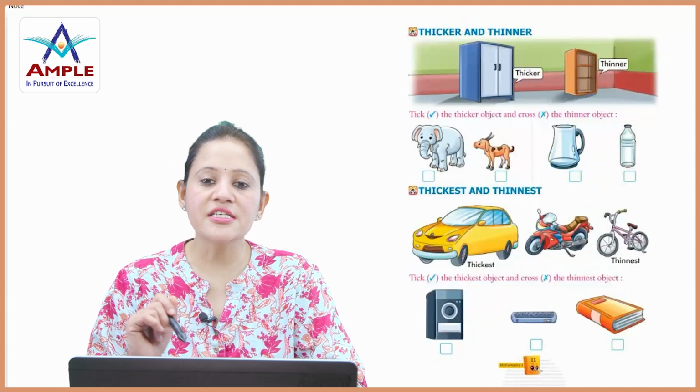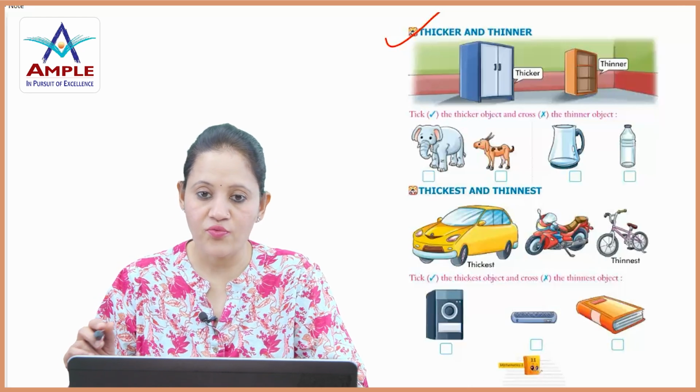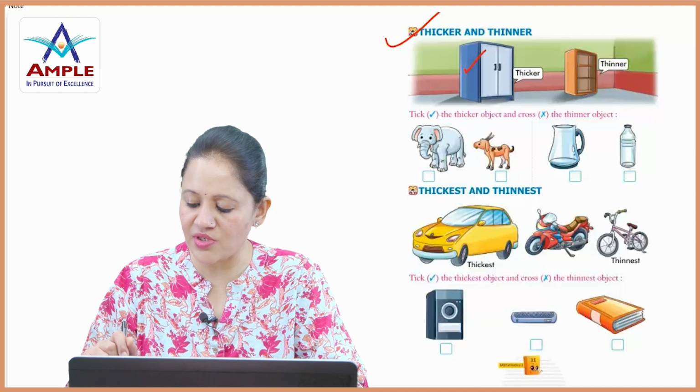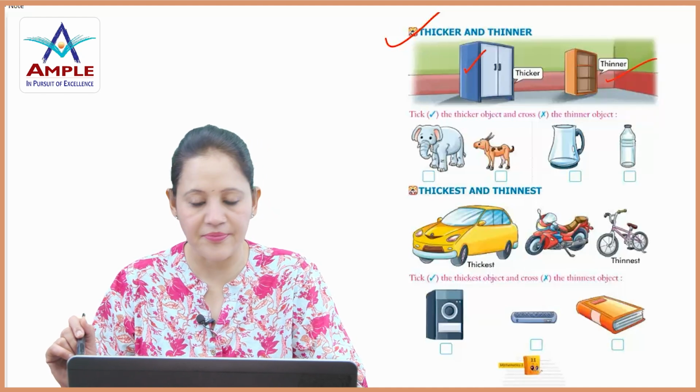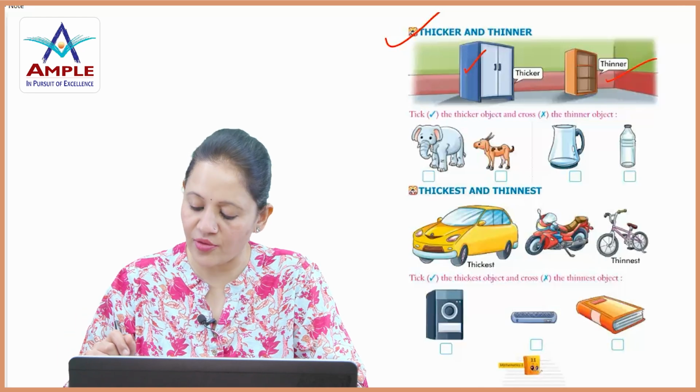Next, thicker and thinner. So here you can see two almirahs. Which one is thicker? This one. We are talking about the width. This one is thicker and this one is thinner. Clear? Next, take the thicker object and cross the thinner object.